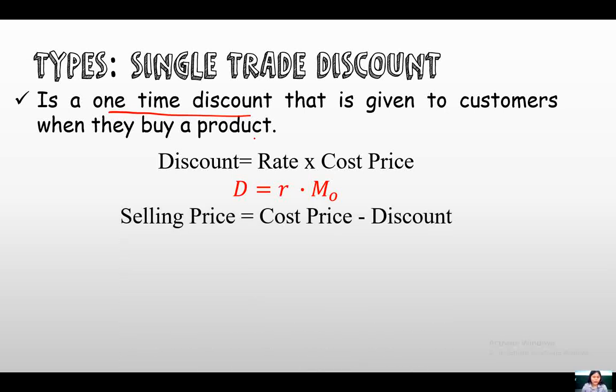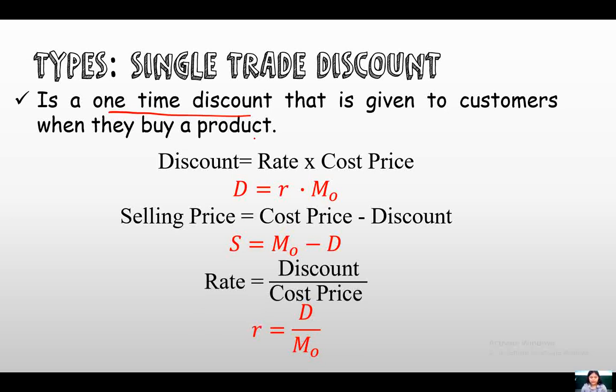Next, how are we going to get the selling price? If we are asked to get the selling price, we just get the cost price minus the discount. Cost price minus discount, where cost price is denoted by M sub O and discount is denoted by big letter D. So how are we going to get the rate? Just get the quotient of discount and the cost price, D over M sub O.